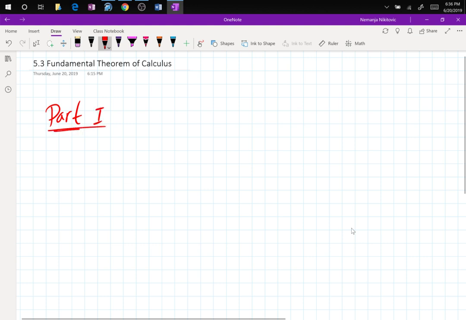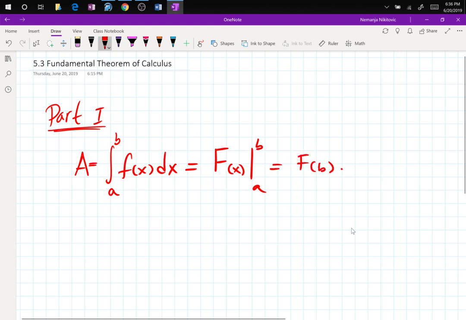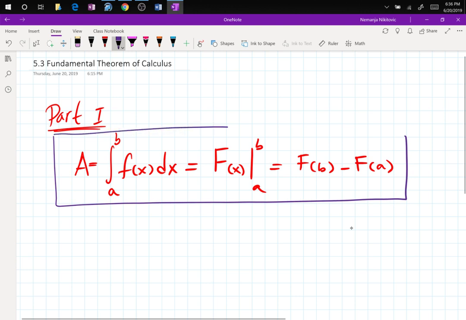Part 1, you already know. It's the way to compute a definite integral, and if everything is above the x-axis, it will give you the exact area. The integral from a to b of f of x dx is equal to any antiderivative F of x computed from a to b, which is calculated as F of b minus F of a. So that is the fundamental theorem of calculus part 1.